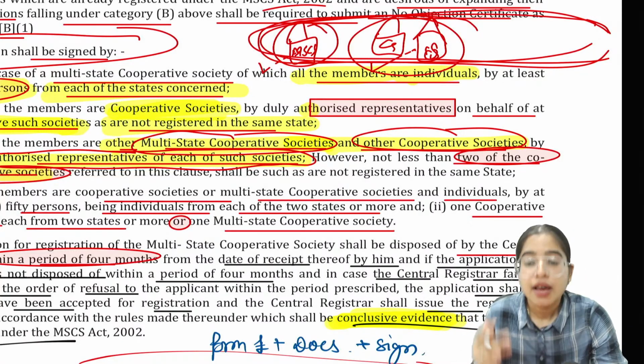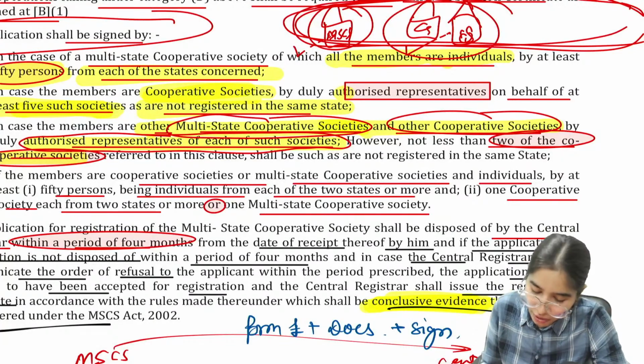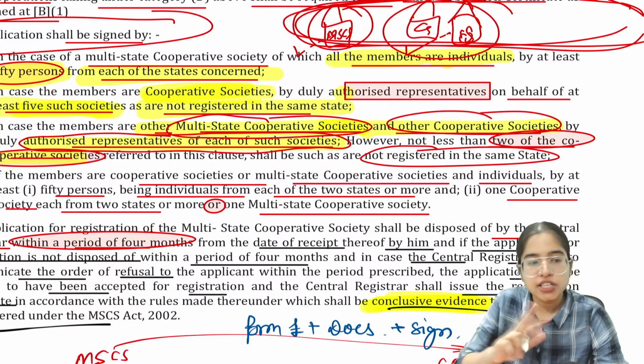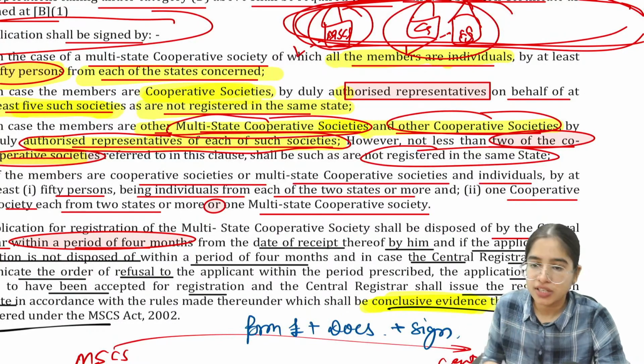The answer is yes. But in that case, the signature is required of a minimum of 2 cooperative societies who are not registered in the same state, which means they should be from different states. They should be from 2 different states, not in the same state.